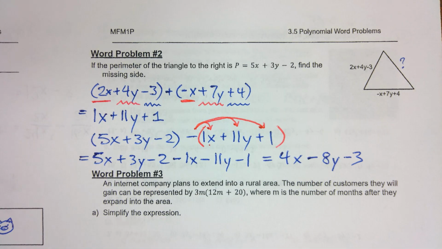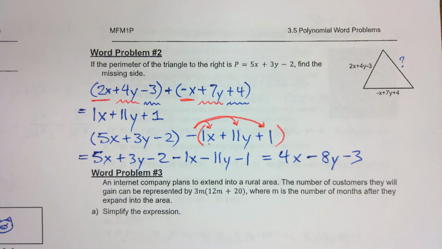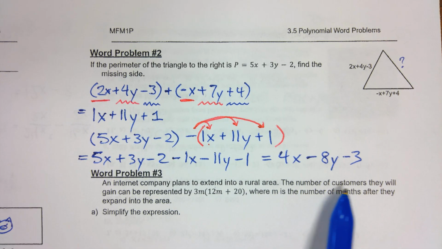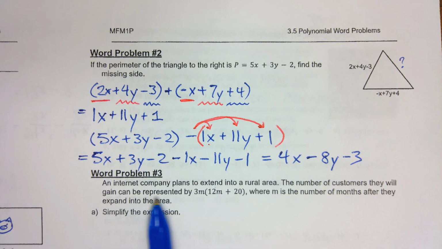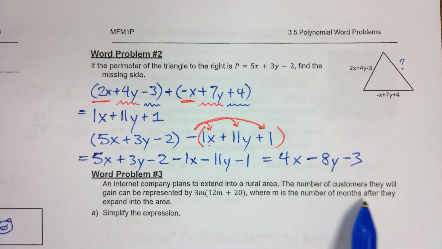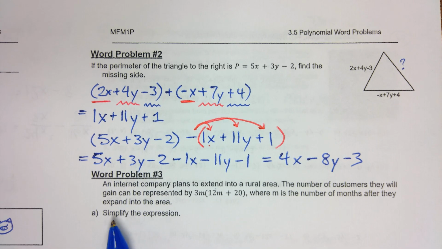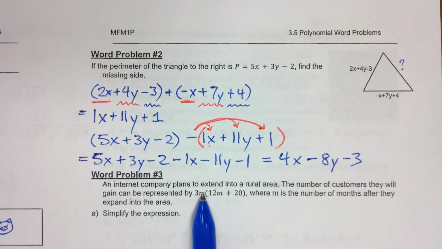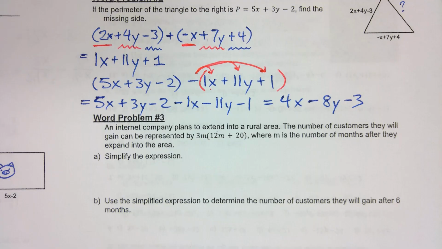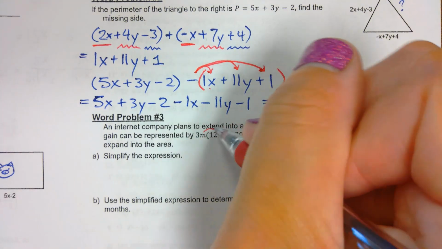Okay, word problem number 3. An internet company plans to extend into rural areas. The number of customers they will gain can be represented by this expression, where M is the number of months after they expand into the area. Simplify the expression. Okay, so when it says simplify, it means expand it out, drop the brackets.